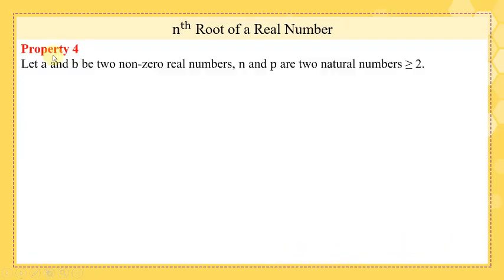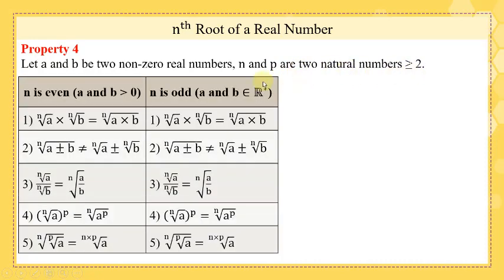Property. Let a and b be two non-zero real numbers. n and p are two natural numbers greater than or equal to 2. Now consider the following properties. We have to consider two cases, if n is even or if n is odd. If n is even, a and b must be positive. If n is odd, a and b are non-zero real numbers, so a and b can be negative in this case.